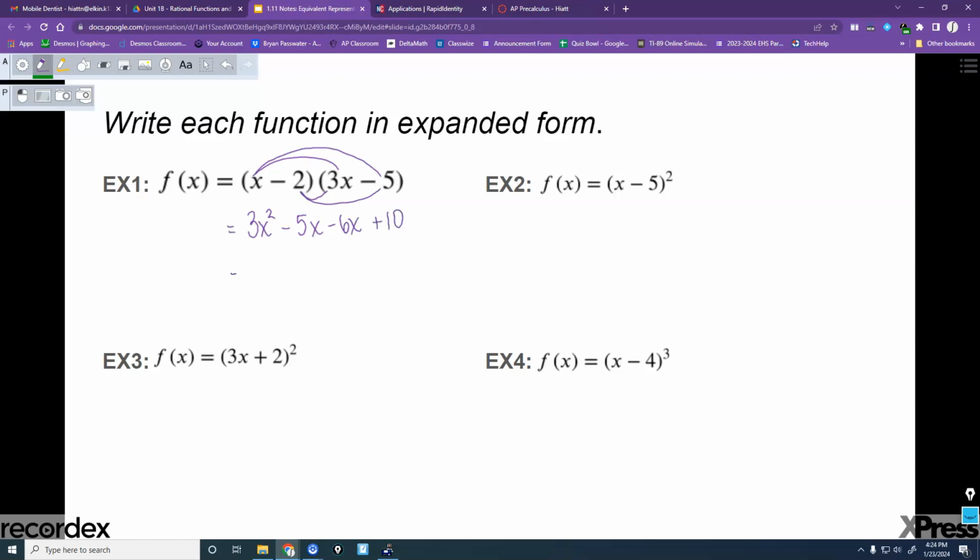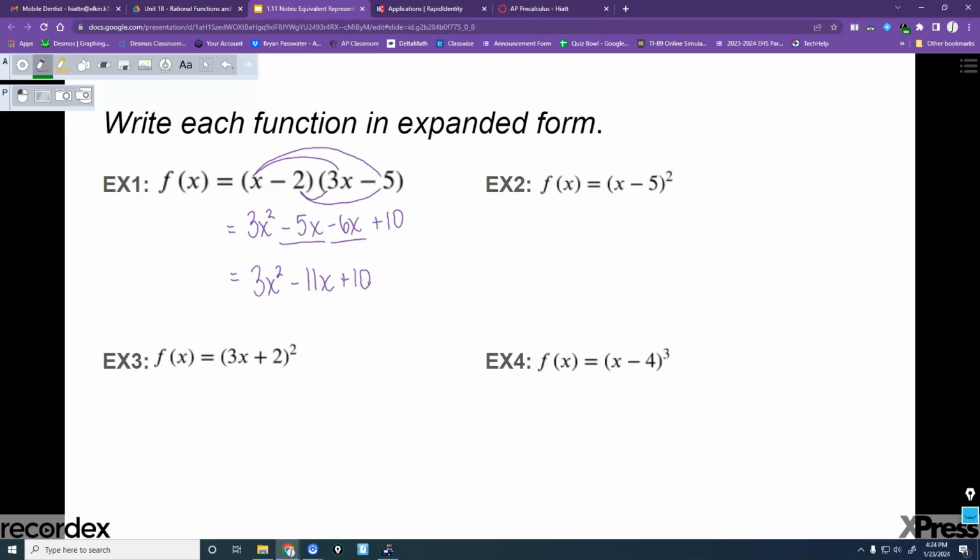At this point, you want to combine any like terms that you can. So this negative 5x and the negative 6x can be combined. And we'll get 3x squared minus 11x plus 10. This is just a different way of writing the original function. If you were to graph this original function and graph 3x squared minus 11x plus 10, those two graphs will be exactly the same. They're different representations of the same function.